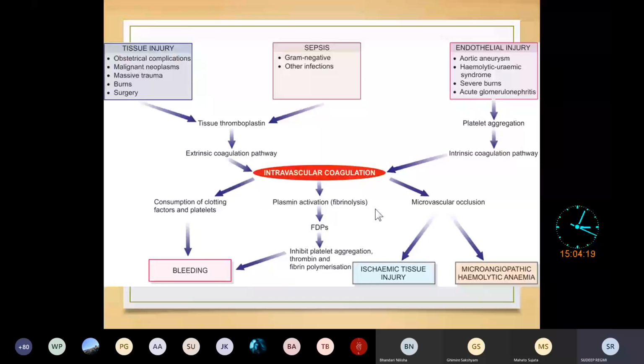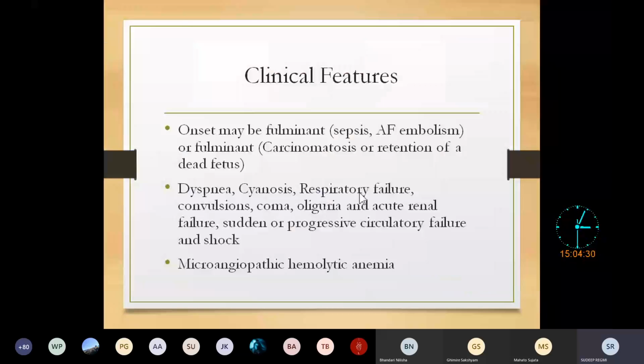This we have already talked about, so I don't want to repeat it again. So you can go through it yourself. So clinical features: the onset may be fulminant, means acute, like in sepsis.